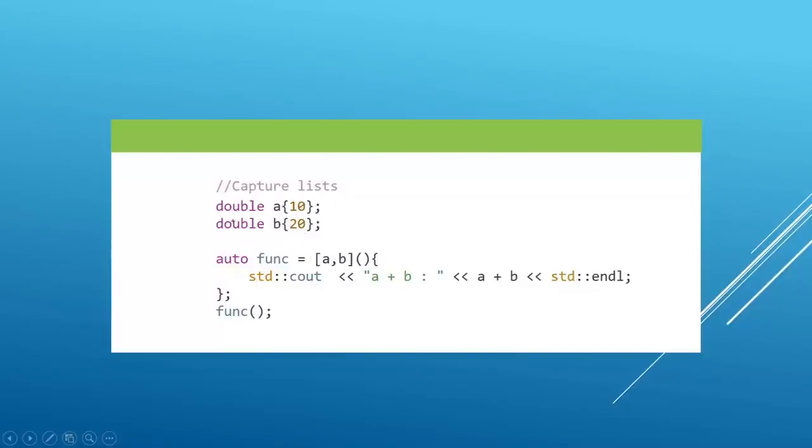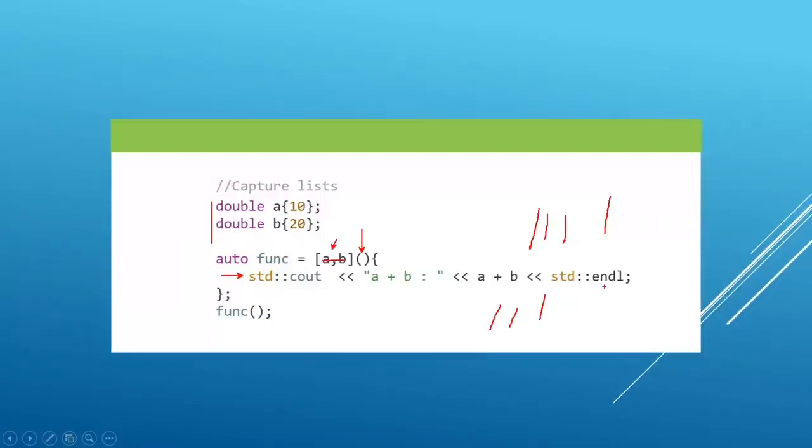But sometimes we want to use things outside the scope of the lambda function inside the lambda function. If you set up your lambda function with an empty capture list, and you try to use a and b like this, you're going to get a compiler error, because the body of the lambda function doesn't have access to the outer context. It can only use things inside the lambda function or things that you pass to it, but it can't directly access things outside the lambda function.